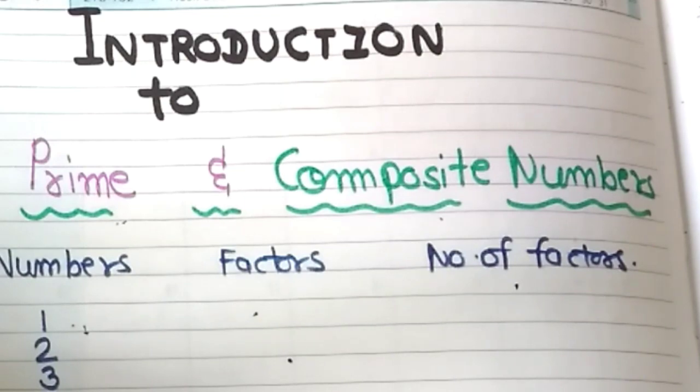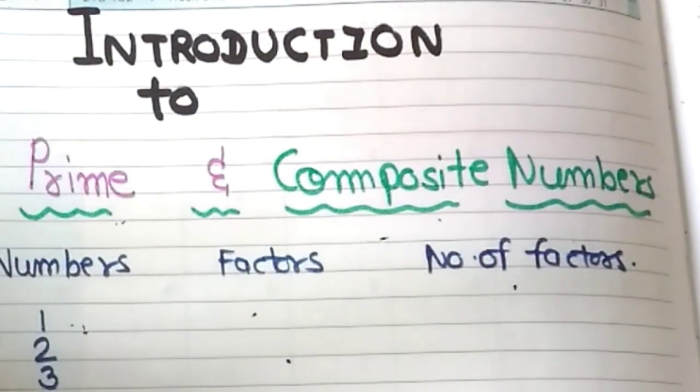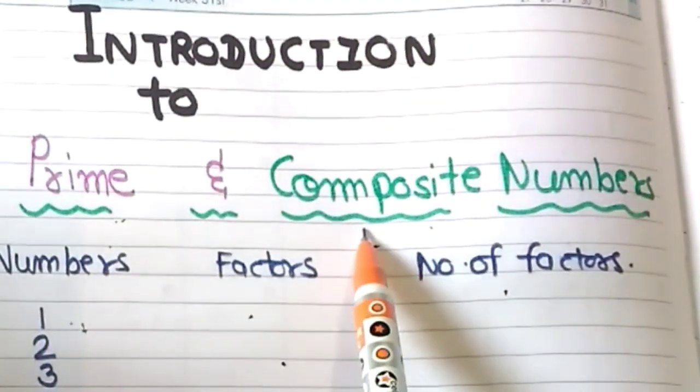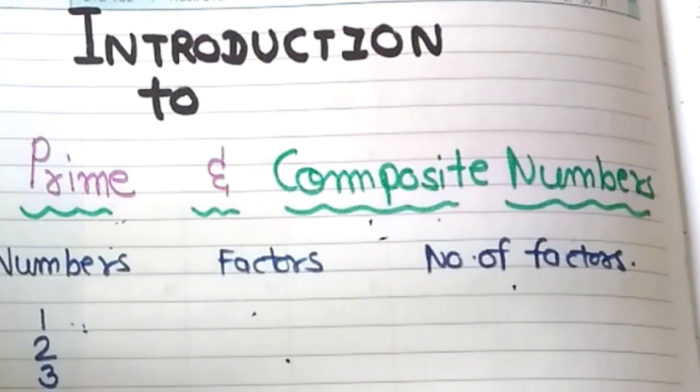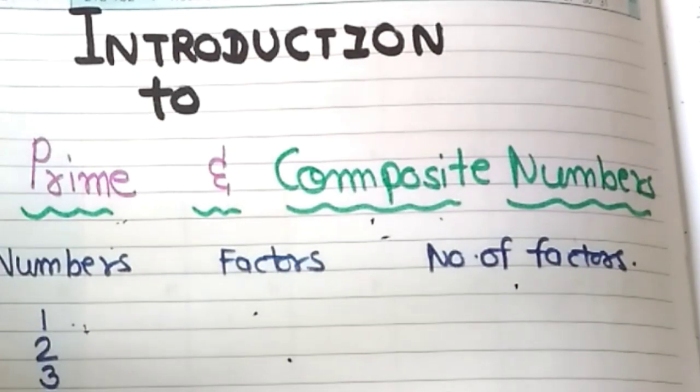So in today's class, we are going to introduce prime and composite numbers. I'm not going to give you the definition of prime and composite numbers right away. I'm giving you some examples, and with these examples you can come to the definition. You will definitely understand about prime and composite numbers, and this topic will help you to do exercise 3.2 of your book.